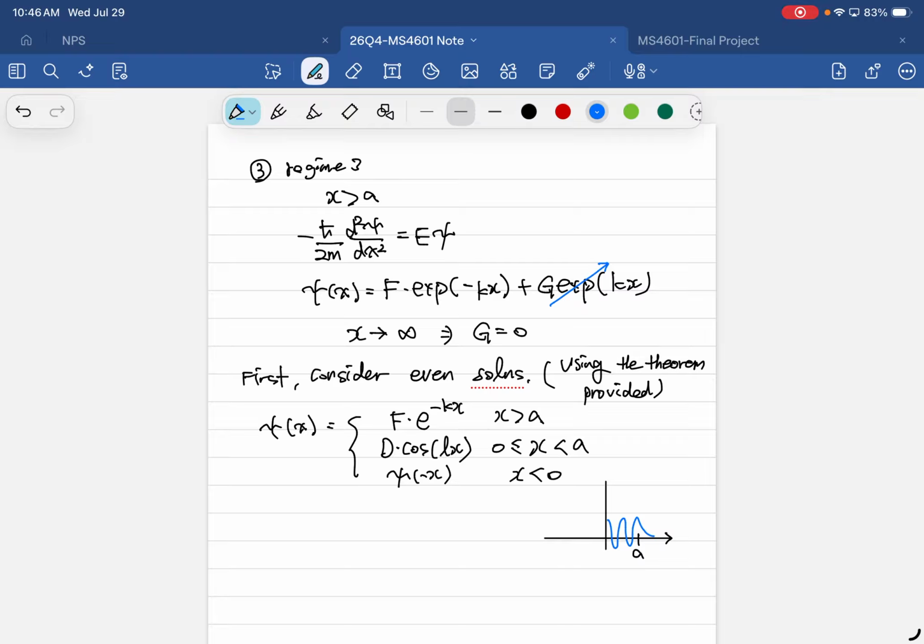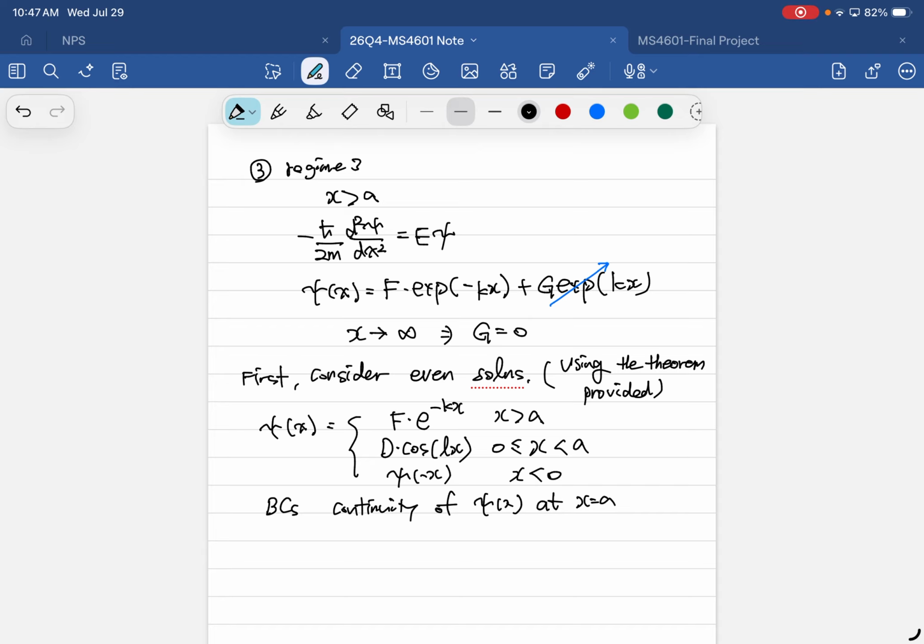Okay, with that, let me move on. In this case, again, we have to find the unknown values. How are we going to find them? We have to again use the boundary conditions. In this case, the boundary conditions are continuity of psi of x at this crossing point. So at x equals a, these two functions have to meet to make a continuity.